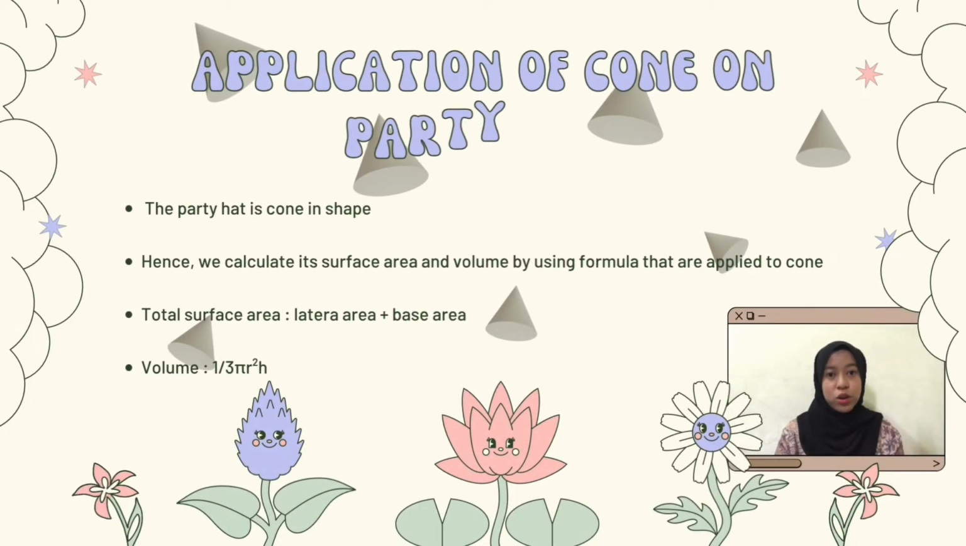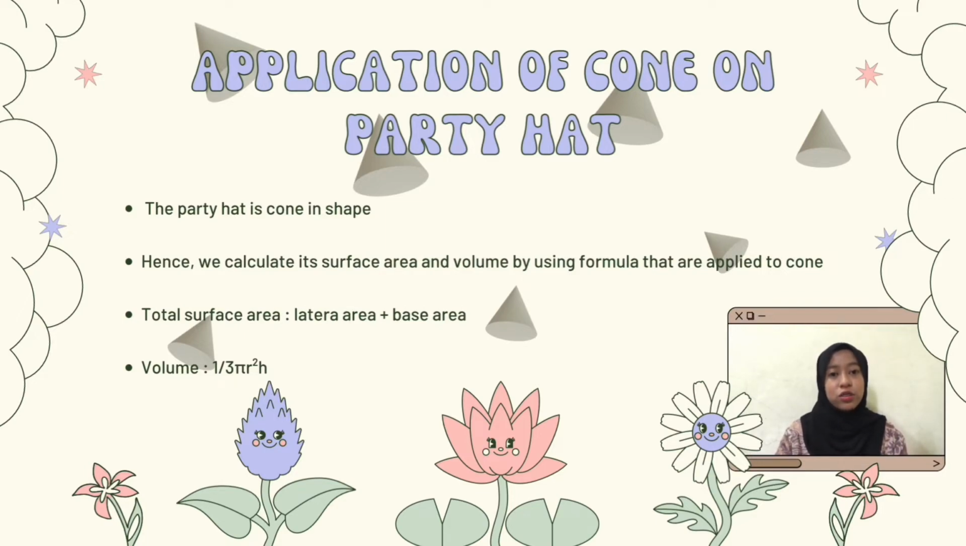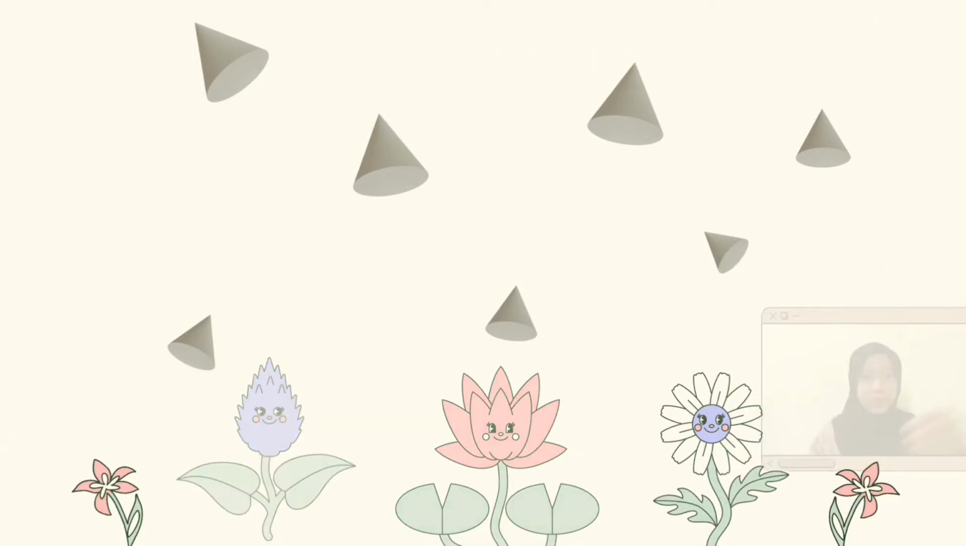Next, I'm going to talk about the application of cone on party hat. The first point is that the party hat is cone shaped. Hence, we calculate its surface area and volume by using formulas that apply to the cone. After that, to find the total surface area, we use this formula, which is lateral area plus base area. And lastly, to calculate the volume, we use this formula, which is 1/3 multiplied with pi r squared and height.